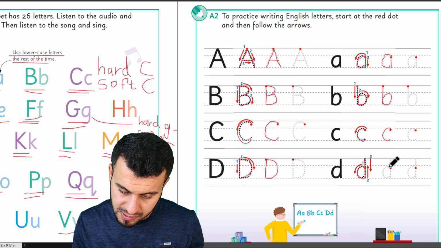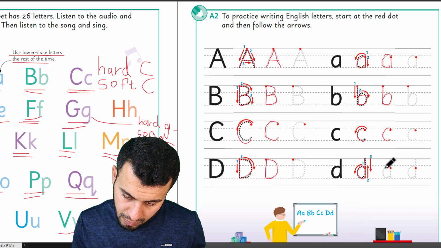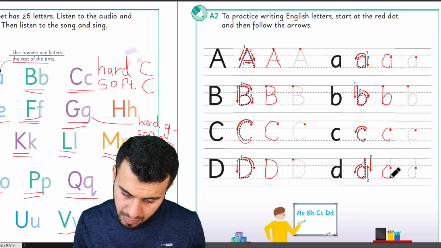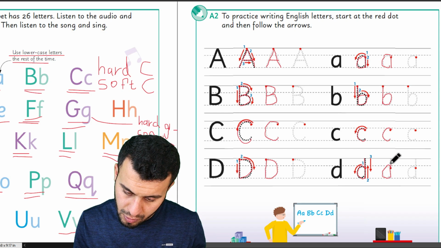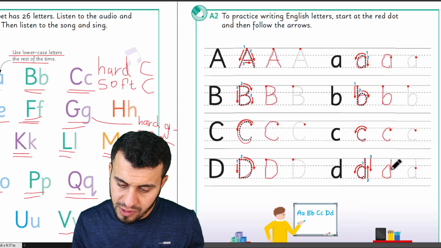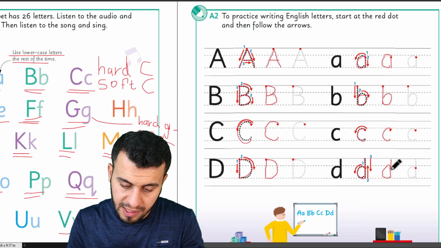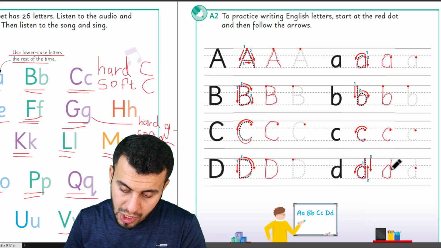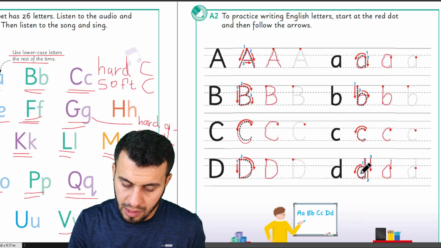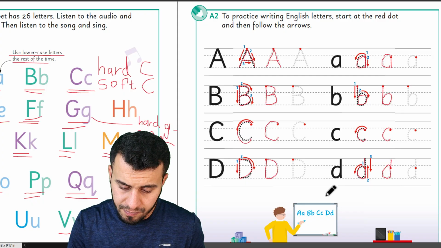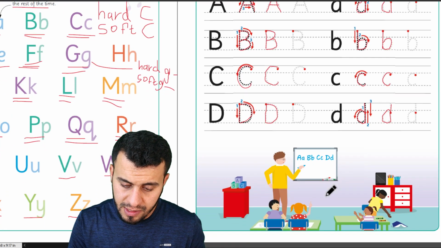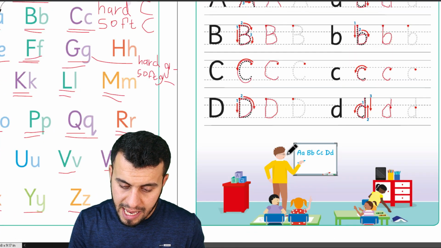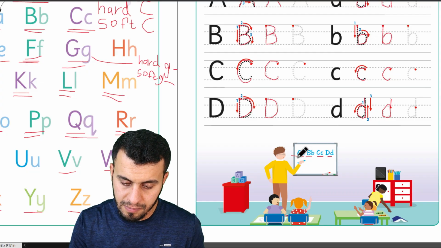That's it. 3 steps. So 1, 2, 3. So I start from the red dot. The red dot. We make the circle like that, and then we go up in 2 steps. Okay. So this is A, B, C, D. Okay.